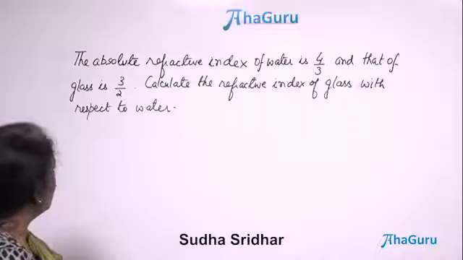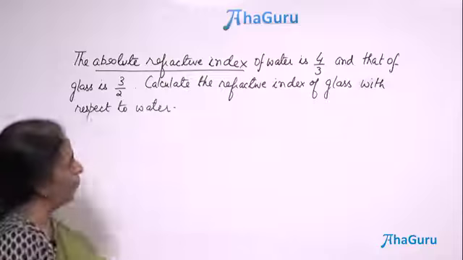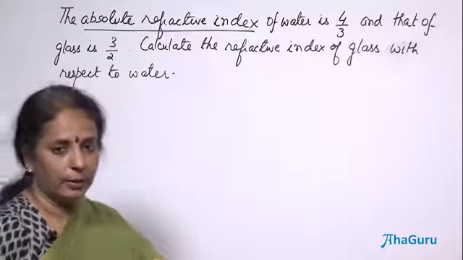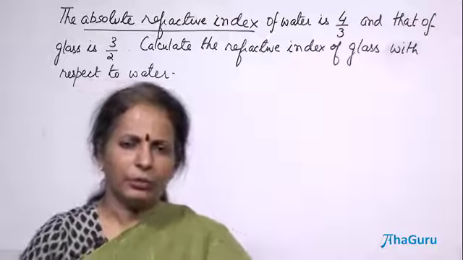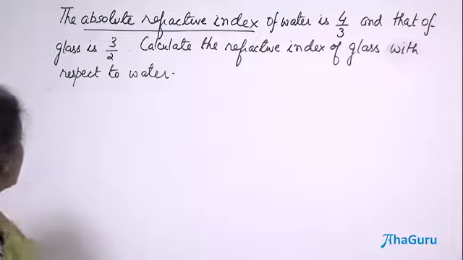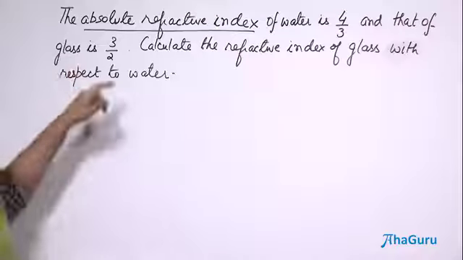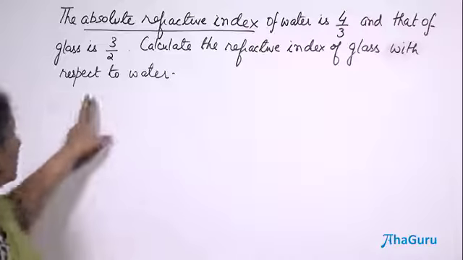The absolute refractive index of water is 4/3. What does that mean, absolute refractive index? That is the refractive index of water when compared to vacuum, and that of glass, again absolute refractive index of glass, is 3/2. Calculate the refractive index of glass with respect to water.